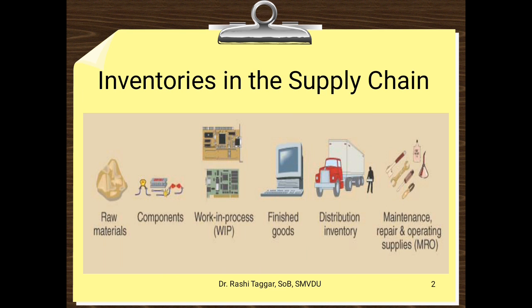Inventories in the supply chain system are available in many forms like raw materials, components, work in process, finished goods, distribution inventory, MROs. The largest single use of capital in business is the investment in inventory with more than 25% share of total assets.